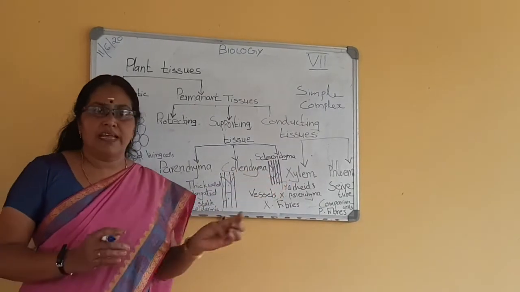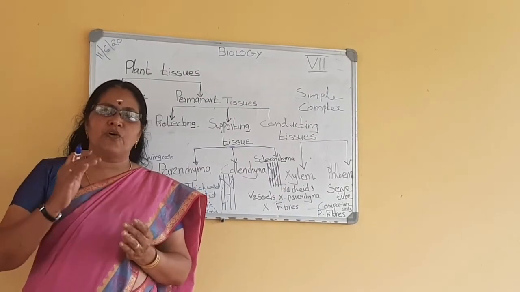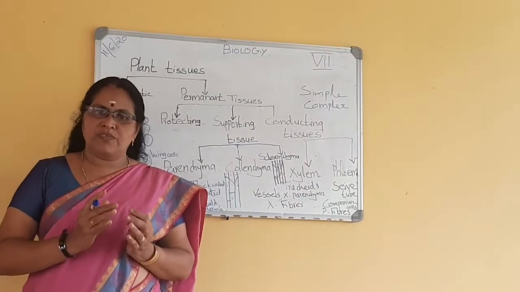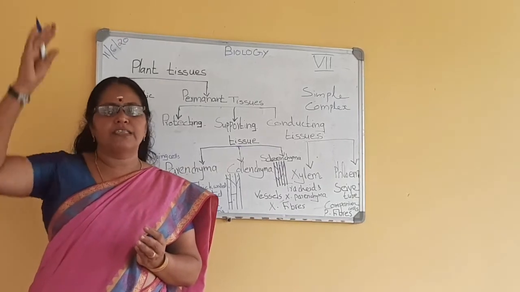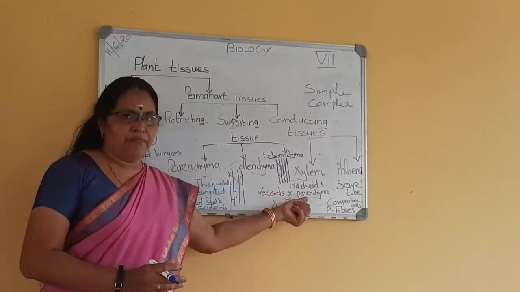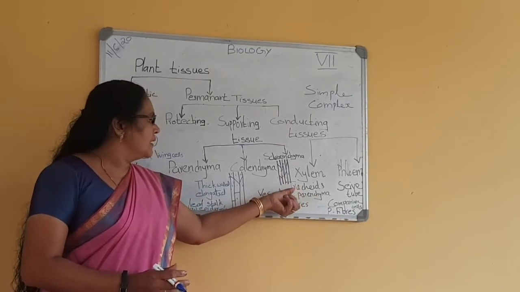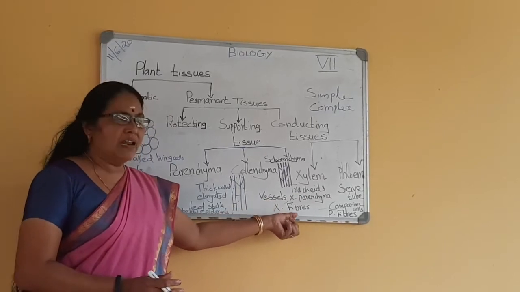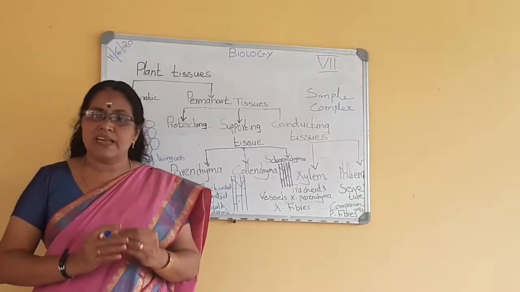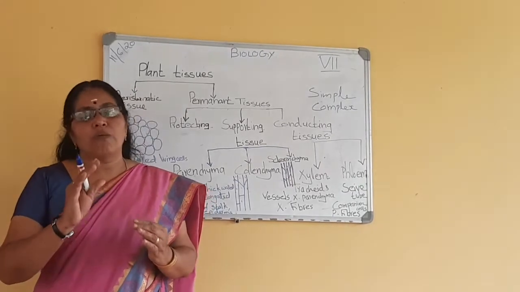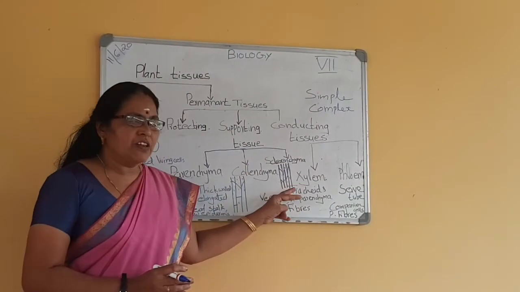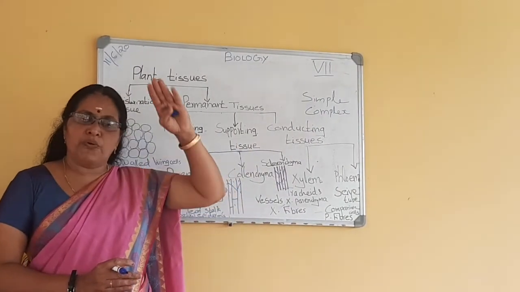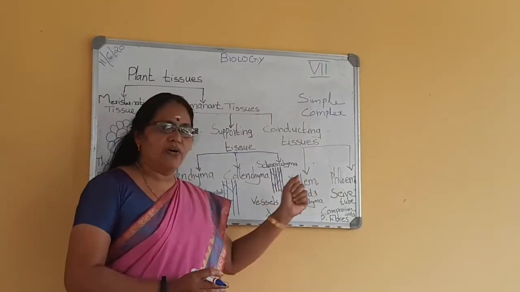Then come to the xylem. Xylem transports water and minerals from the root to upper parts of the plant. The root absorbs the water, which is transported to all other parts of the plant through the xylem. Xylem consists of tracheids, xylem parenchyma, xylem vessels, and xylem fibers. So there are different types of cells in xylem. That is why it is called complex tissue. It transports water and minerals from the root to upper parts of the plant. That is upward transportation.